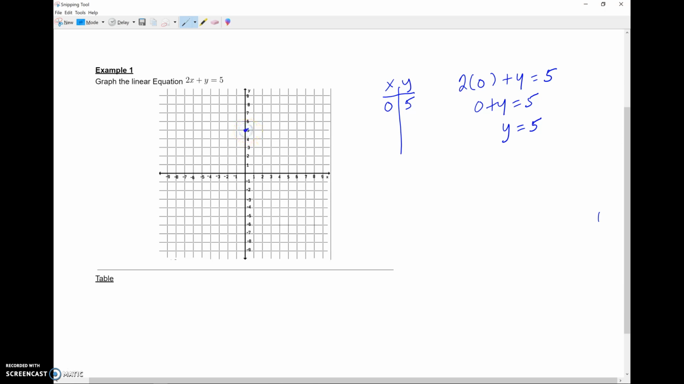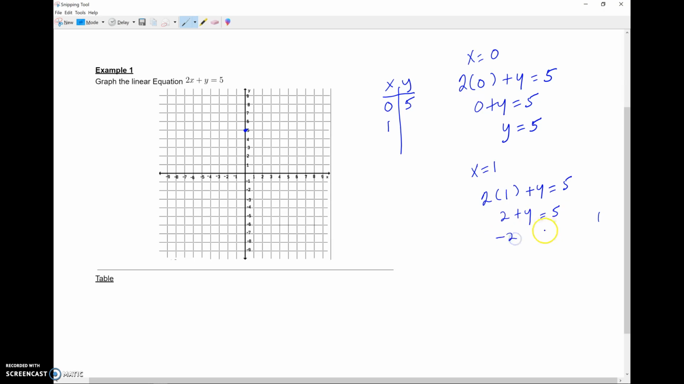The next number that we could use, I'm going to go ahead and try to use 1. So we're going to substitute x equals 1, like we did on the first equation, where we substituted x equals 0. So we have 2 times 1 plus y is equal to 5. And we know that 2 times 1 is 2, plus y is equal to 5.